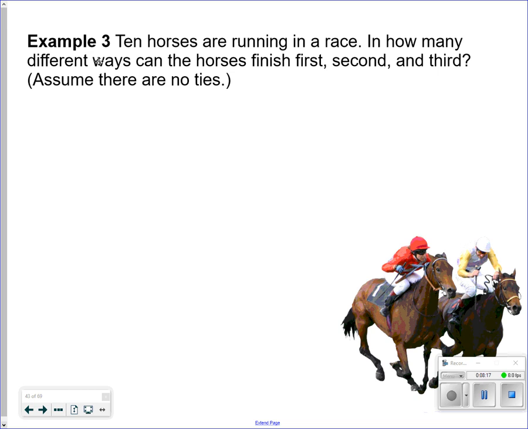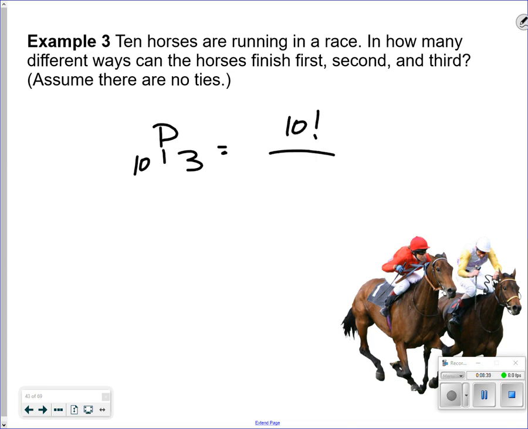10 horses are running in a race, and how many different ways can the horses finish first, second, third? Assume there are no ties, and order matters, right? Because only one horse can finish first, one horse can finish second, and one horse can finish third. So this is a permutation because the order matters. 10 horses, and we're doing 3 places.